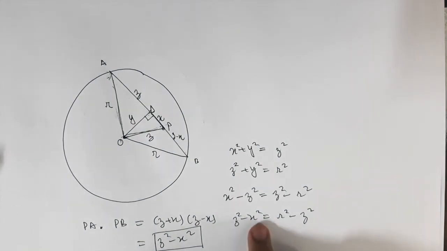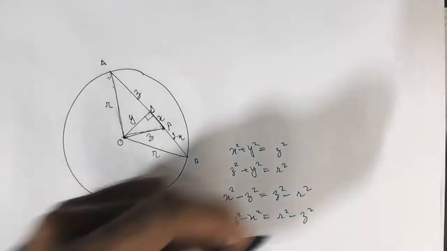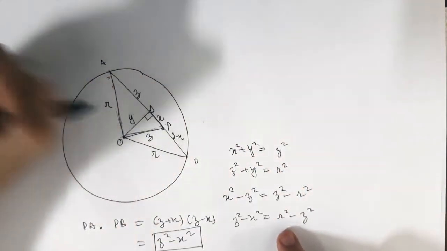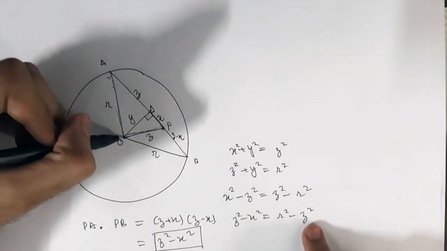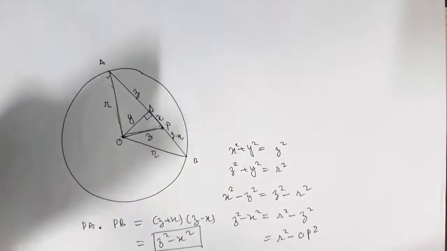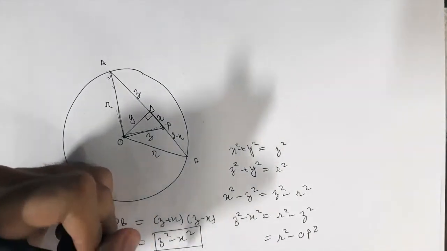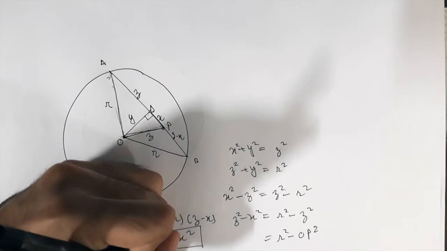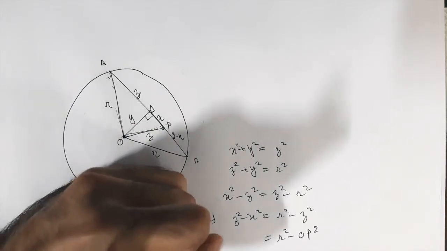So we have Z square minus X square is equal to R square minus Z square. Now what is R square? R is basically the radius of the circle, and what is Z? Z is OP. So this is R square minus OP square. So in this case we have Z square minus X square is equal to R square minus OP square.